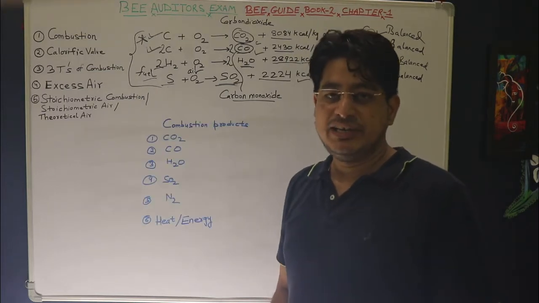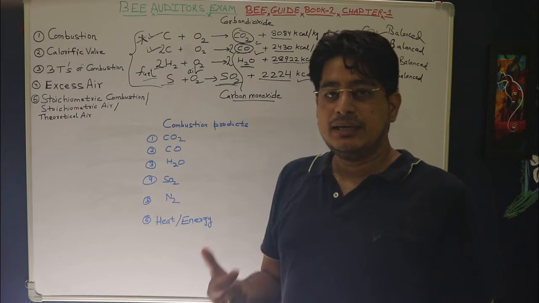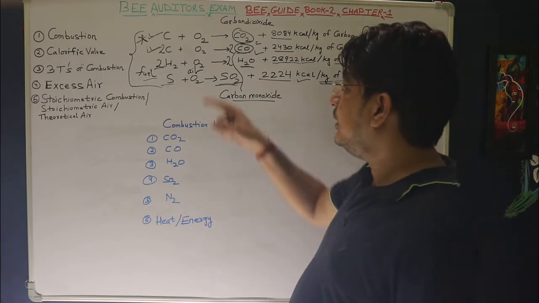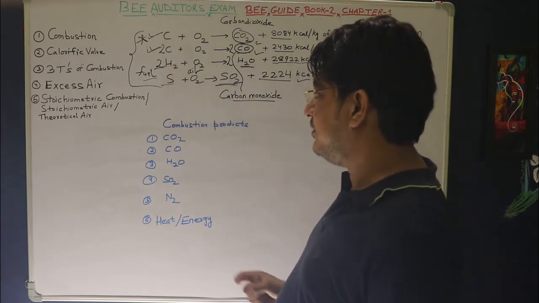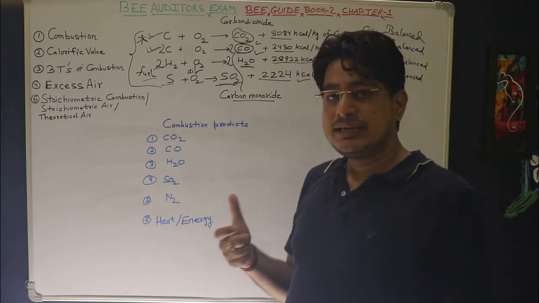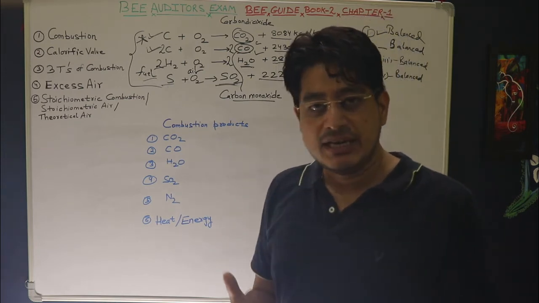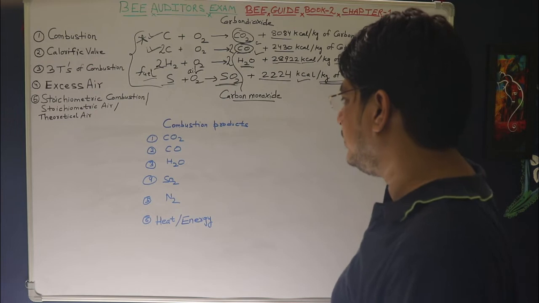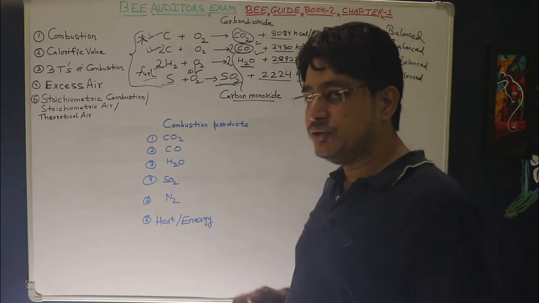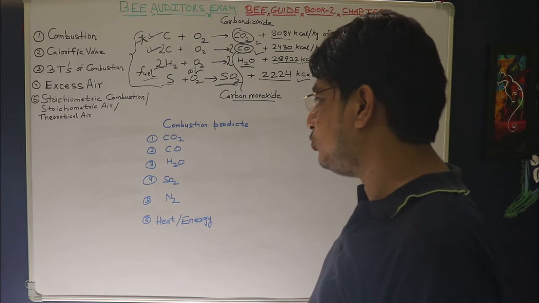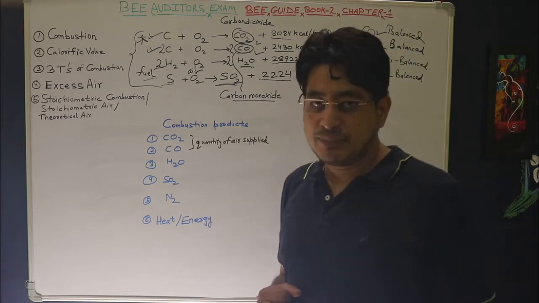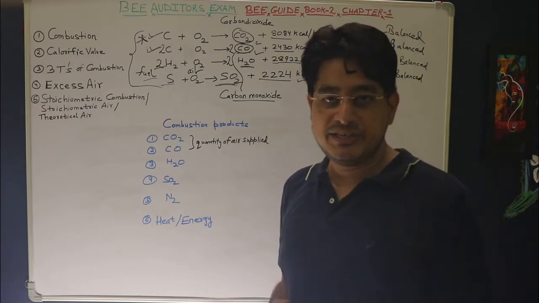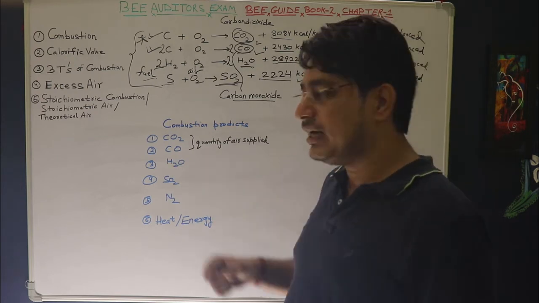Now friends, what are the various combustion products that you can get as the combustion of the fuel takes place? Suppose you have carbon, hydrogen and sulfur in the fuel, which I have considered as an example. The first combustion product is either CO2 or CO, either carbon dioxide or carbon monoxide. If a sufficient quantity of air is supplied, you will get carbon dioxide, and if an insufficient supply of air is given, you will get carbon monoxide.